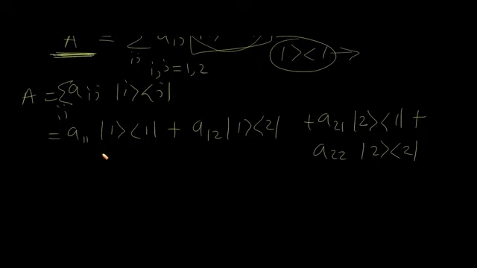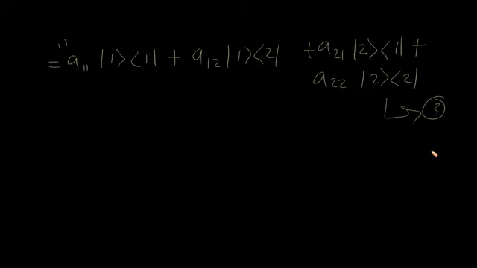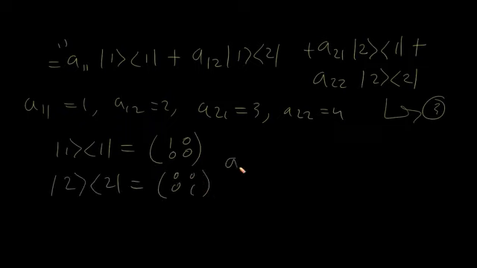And now if I compare, let's say this is my equation 3, and I want to denote this equation as equation 2. If we compare equations 1 and 2, we can see that a11 will be 1, a12 will be 2, a21 will be 3, and a22 is just 4. And this bra and ket for 1, 1, that is this guy, will be equal to 1, 0, 0, 0. And let's take 2, 2, it will be 0, 0, 0, 1, and so on.